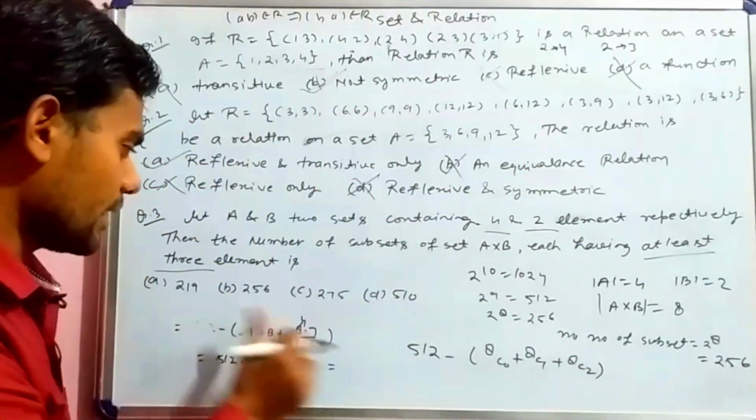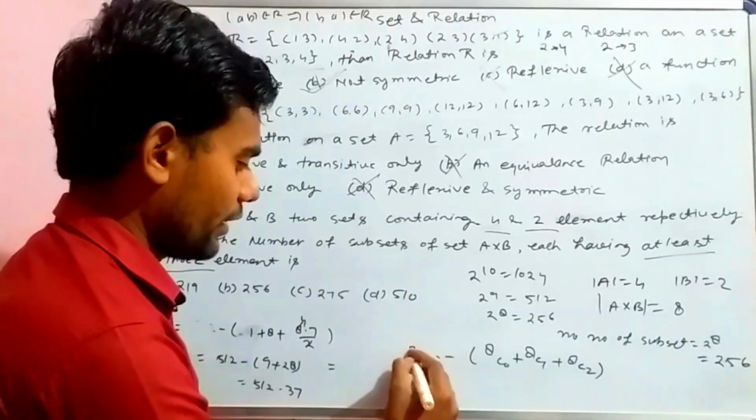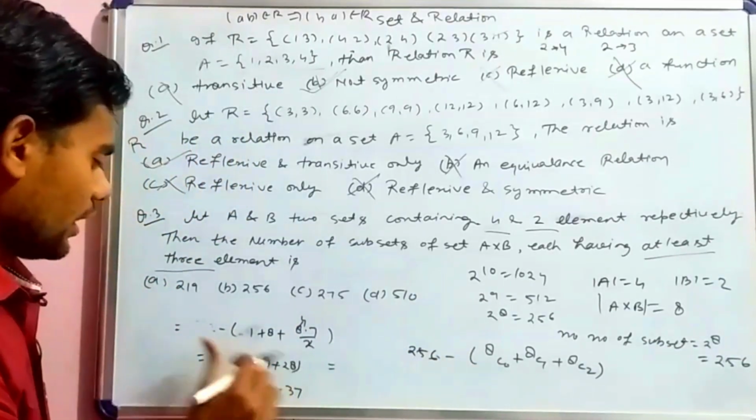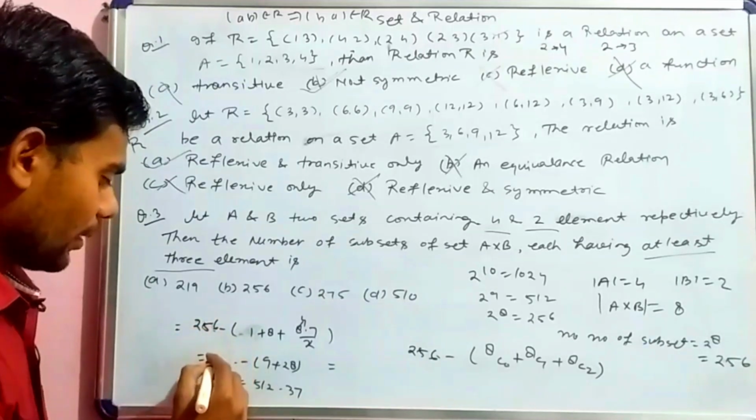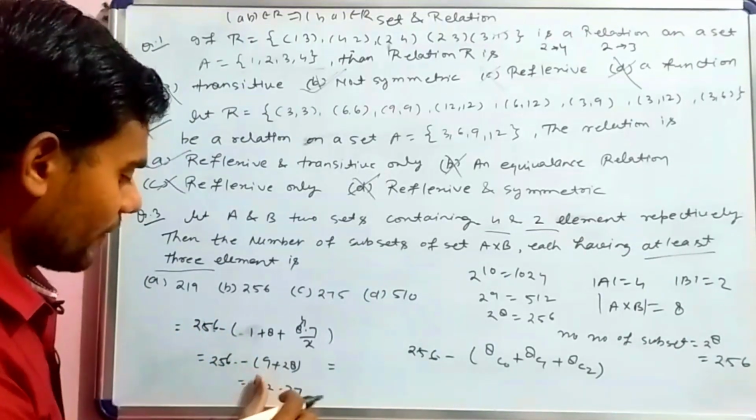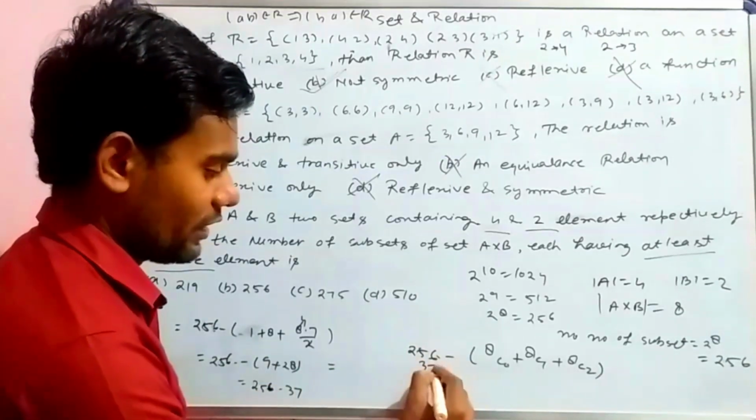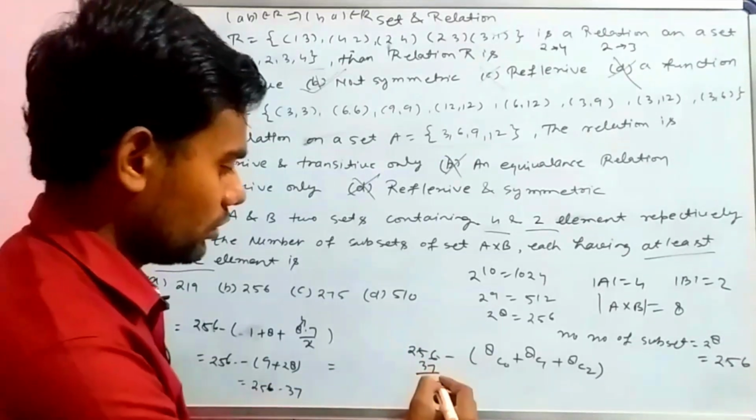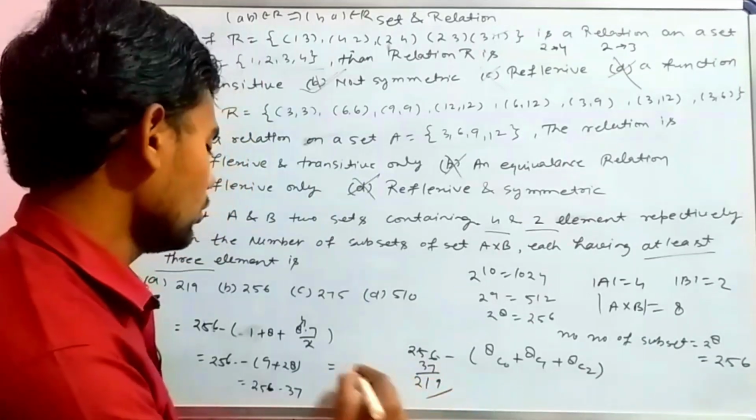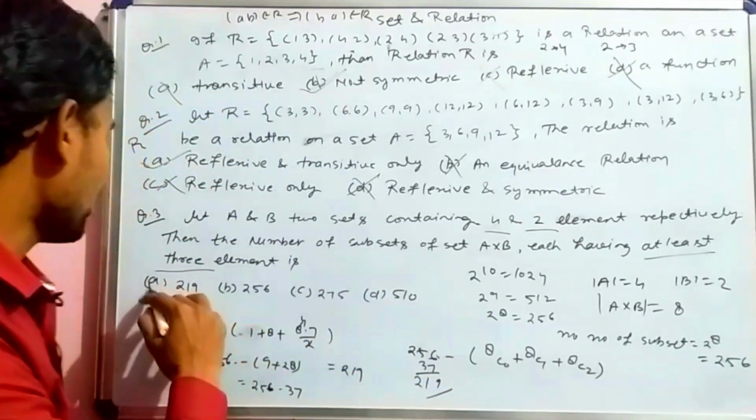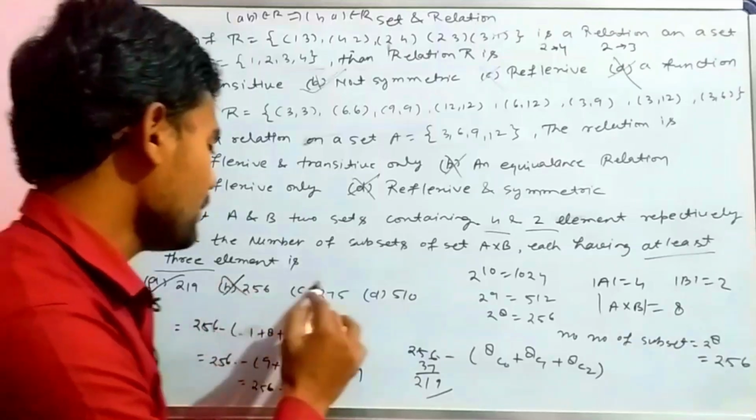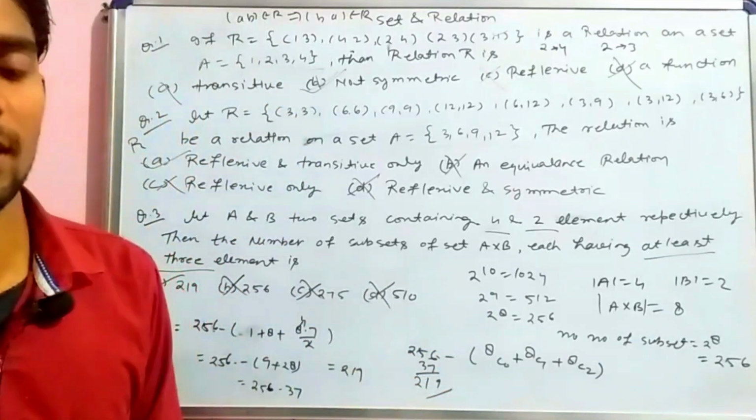256, then we subtract the number of elements from the 256. So 256 minus 37 gives 219, which is the correct option. A is the correct option, and B, C and D are the wrong options.